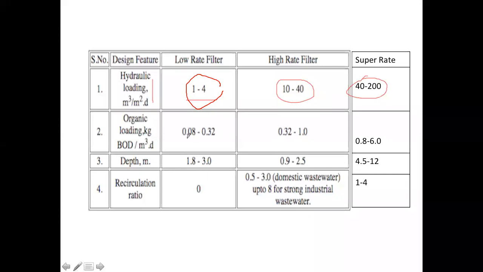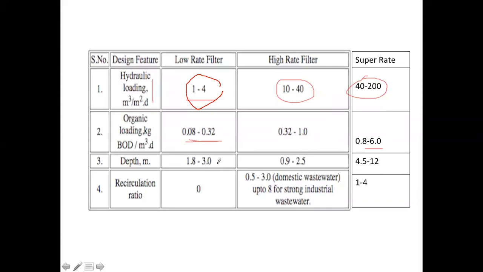Organic loading means the BOD per day per cubic meter volume of trickling filter. The value used here is between 0.08 to 0.32, and in case of high rate filter this is 0.3 to 1, and in case of super rate this will be very high, and it can reach up to 6 kg of BOD per cubic meter per day.